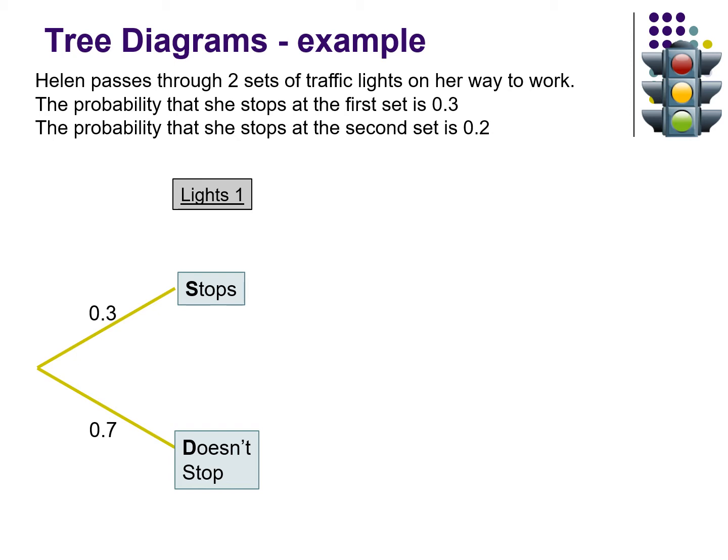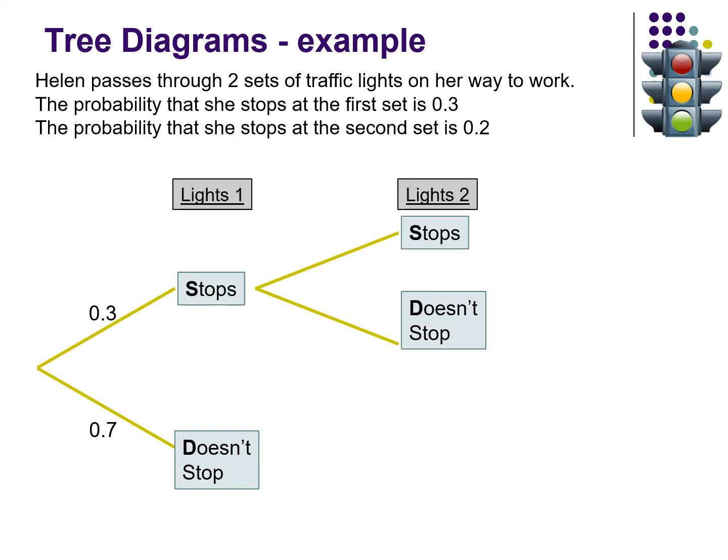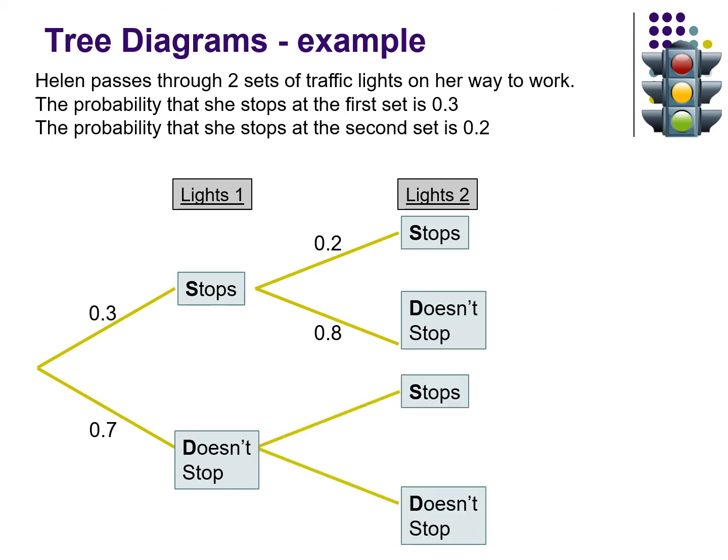Now I'm going to continue with more branches off of these two, thinking about what happens at my second set of lights. Okay, so again at the second set of lights, I can have two different outcomes, stop or don't stop. So I draw those on again. Let's write the probabilities on them. Okay, probabilities are slightly different for this one. So I've got 0.2, she stops. So what's the doesn't stop? That's right, 0.8. Now notice, because I've got my other branch from my lights 1, I must then repeat those on that branch, and the probabilities are going to be the same for those.